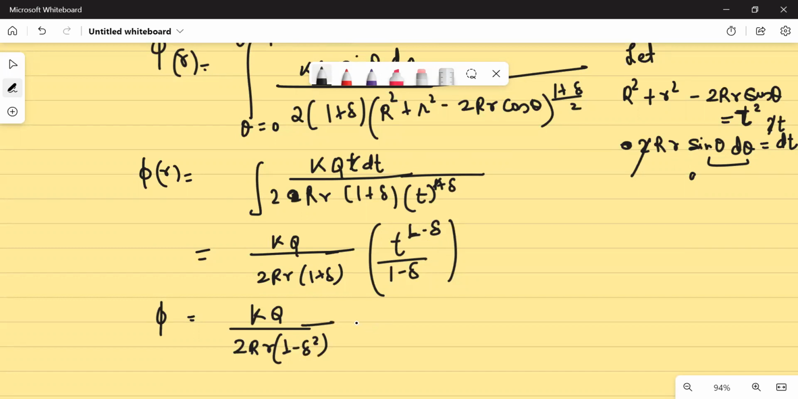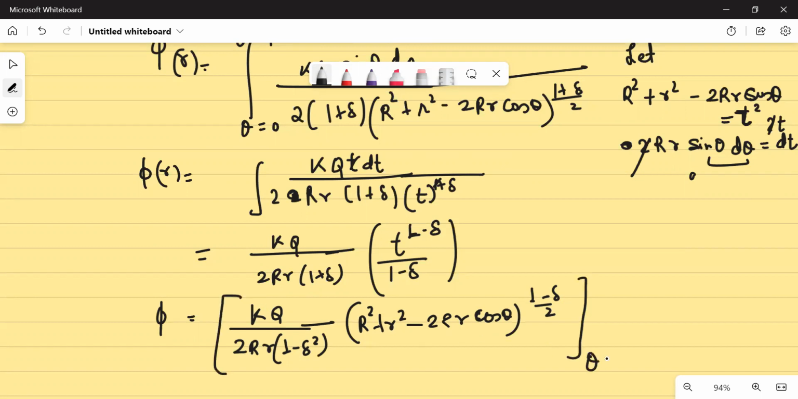T की power 1 minus del is I think R square plus small r square minus 2 capital R small r, and this is I think cos theta, and this is I think 1 minus del upon. Is that clear? Is that clear? यहाँ तक कोई दिक्कत तो नहीं? अब एक काम करो, की initial limit लो theta equal to 0 और final limit लेते हैं theta equals to pi. Is that clear?